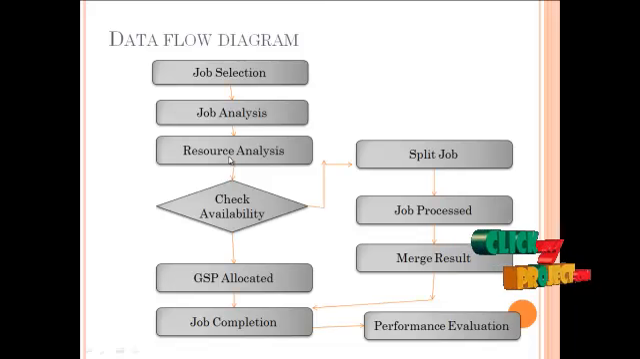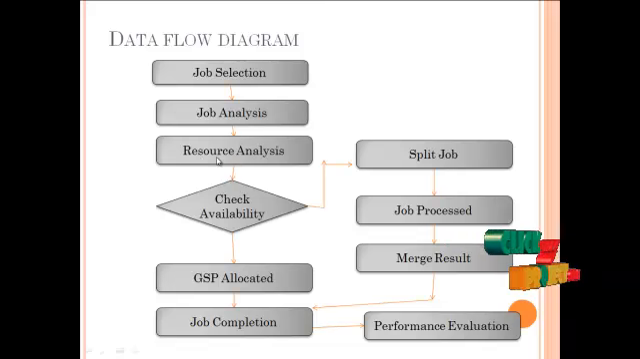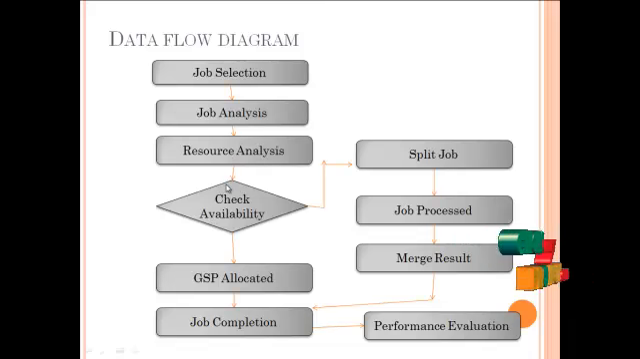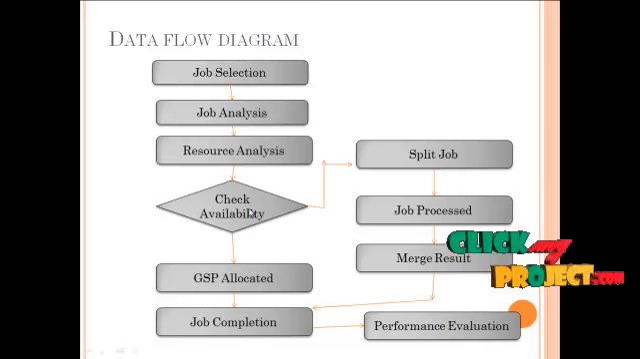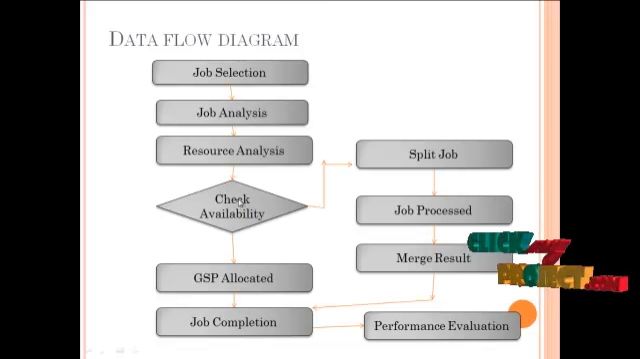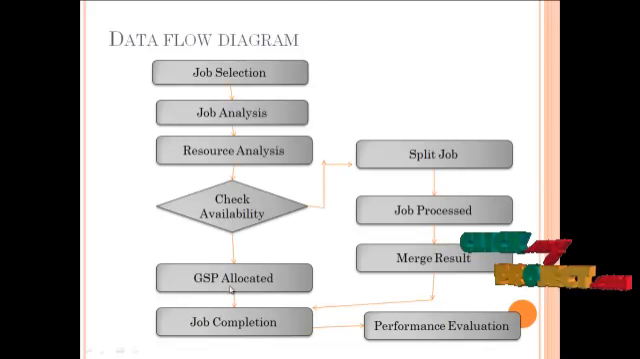The resource capacity is static, and each has its own capacity for executing the job. This is a process for the GSP. Then it checks availability. Once a job comes in, the GSP checks the availability of our resources, that is, whether the job can be executed by an available resource. If a resource is available, the GSP allocates the job to the corresponding resource and completes the job.